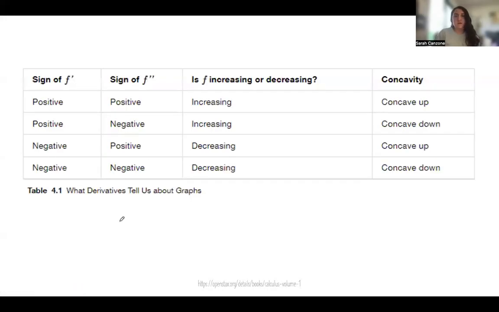This is just going to be a table version of everything that I just mentioned. So if our first derivative is positive and second derivative is positive, then we're increasing and concave up, and so on. This is the table version of the graphs that we were looking at. So if you'd like to look at this, stop for a second, review, and make sure that everything looks up to par here. But nothing is different here than what I've said so far.